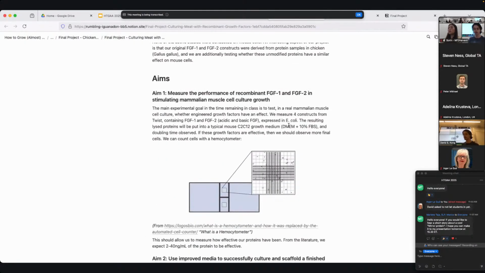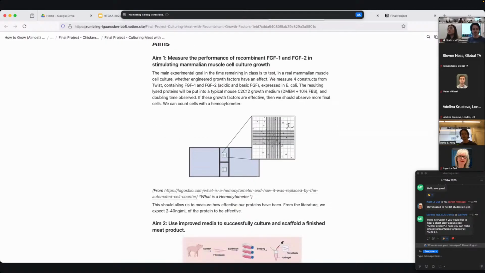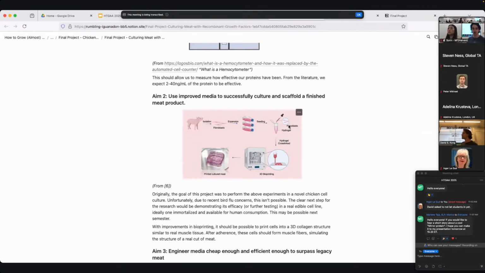So yeah, aim one here is basically just to create a mammalian tissue cell culture, put in the proteins and measure the cell count. You count this up in basically a grid and find out whether the proteins actually affected the growth. Aim two, hopefully, is to try and drive this all the way through to a finished meat product. So basically putting together the cells into a scaffold, into something that you could maybe eat.